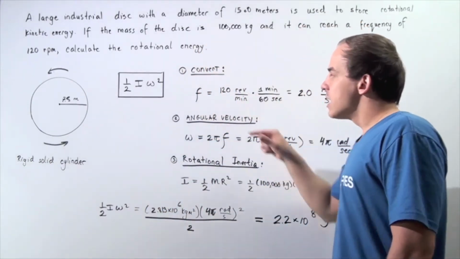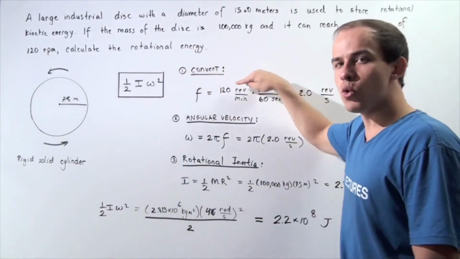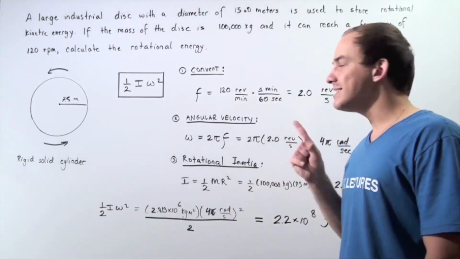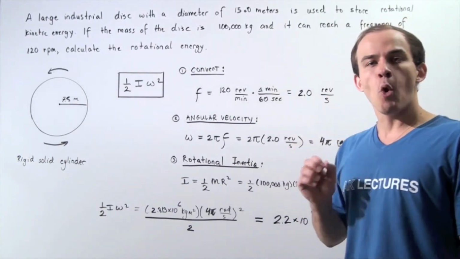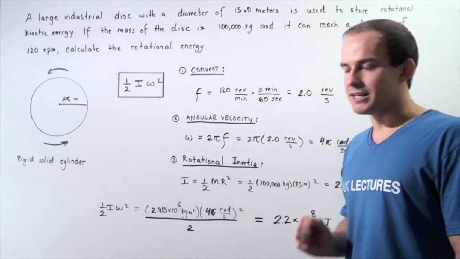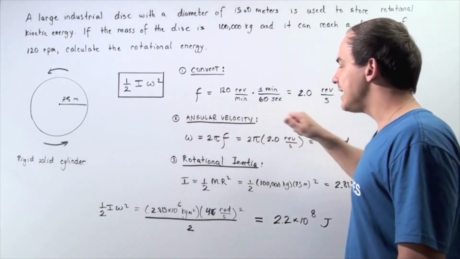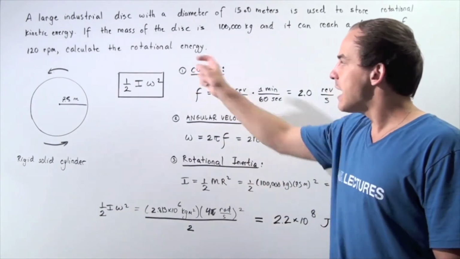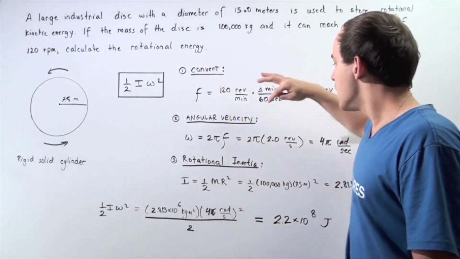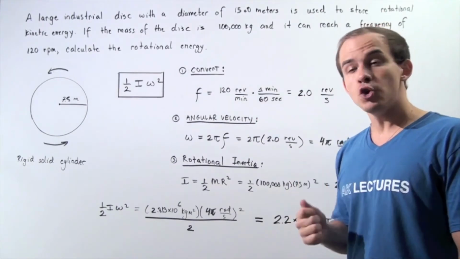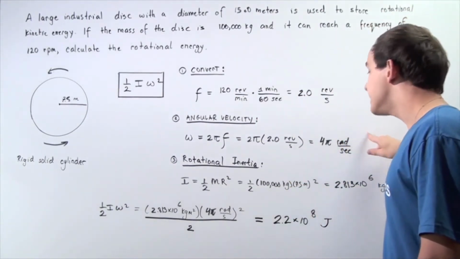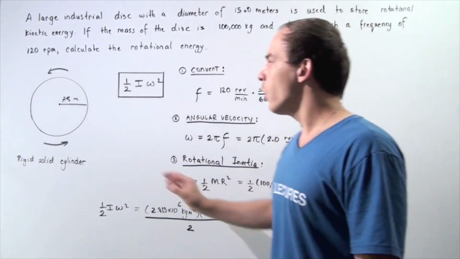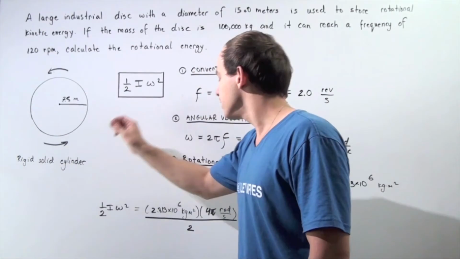So let's begin. The frequency is equal to 120 revolutions per minute multiplied by 1 minute divided by 60 seconds, and we get 2.0 revolutions per second. In the second step, to find the angular velocity, we take the product of 2 pi and the frequency found in part A. So 2 pi multiplied by 2, we get 4 pi radians per second. So this is the angular velocity of every single point on our rigid solid cylinder.